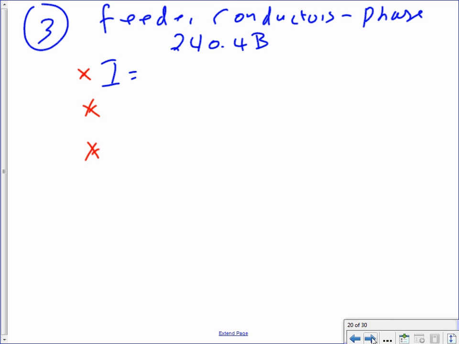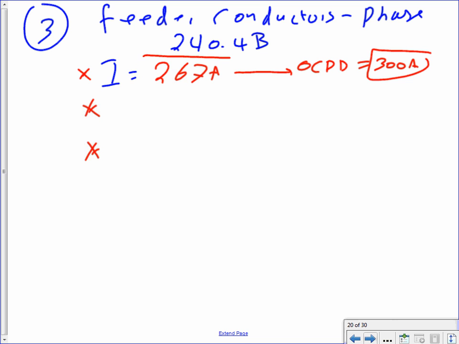Now let's go to the feeder. The feeder conductor, we need to size the feeders. For the feeders, conductor ampacity, 240.4(B), that's a feeder. Okay, so we got that one. We got the feeder. So I can go 267 amp. My overcurrent protection device, remember, was 300 amp.